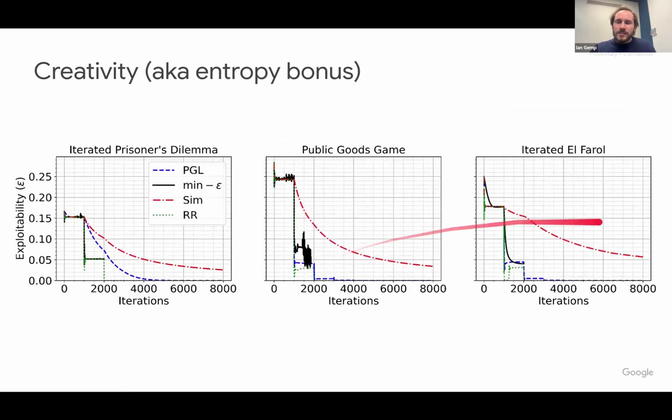In the iterated Lemonade Stand-style "El Farol bar" game, what you get is this cycling of players. I think one player goes to the bar, and the other two players always stay home. So you get this asymmetry, and it's kind of an unfair solution.